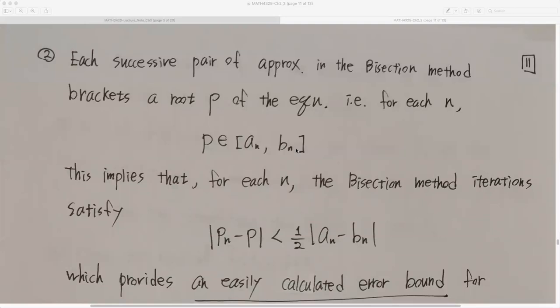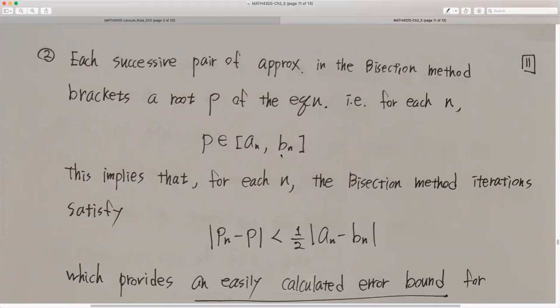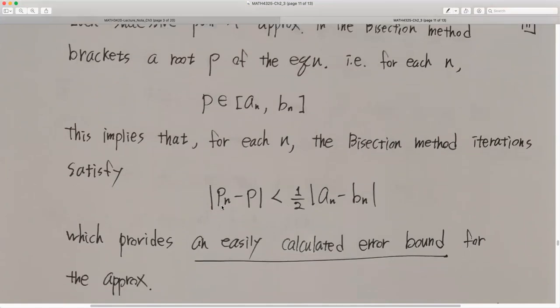Newton's method, and then in the bisection method here, the root p always belongs, for any n, to the closed interval [a, b], and it's called nested or bracketed. So that implies that for each n, the bisection method iteration satisfies this one, |p_n - p|.